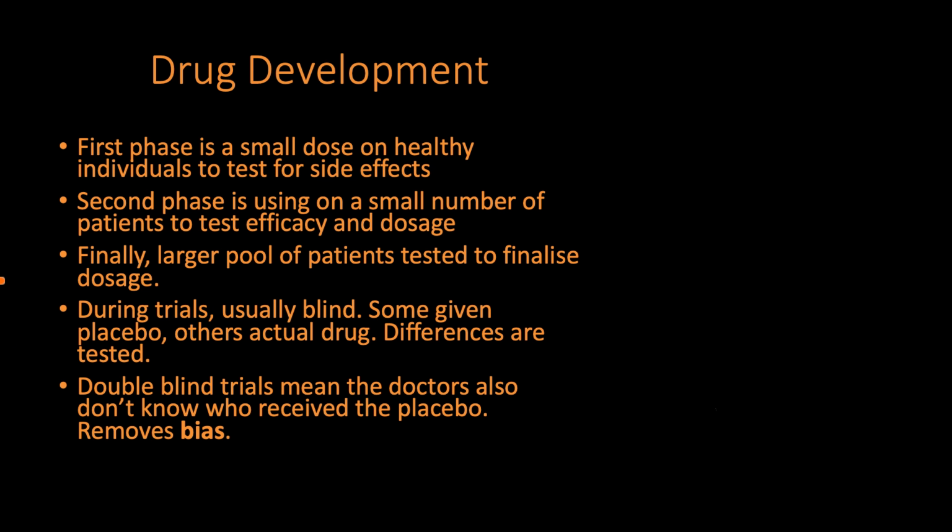Now, the first phase is a small dose on healthy volunteer individuals, and that's to test for side effects. Secondly, if that is okay and you don't get horrible side effects, then you use a small dose of it on actual patients to test efficacy, which just means how effective it is, and dosage, right? Because if you don't know exactly what dose to use, then you need to do these tests. Finally, a larger pool of patients is tested to finalize that dosage and to make sure it's effective.